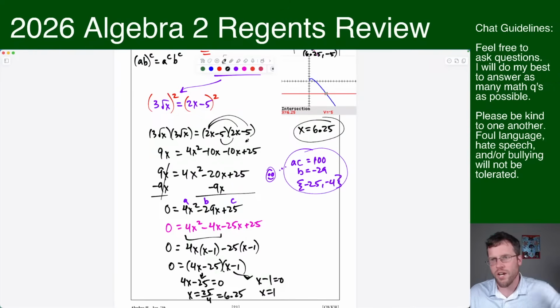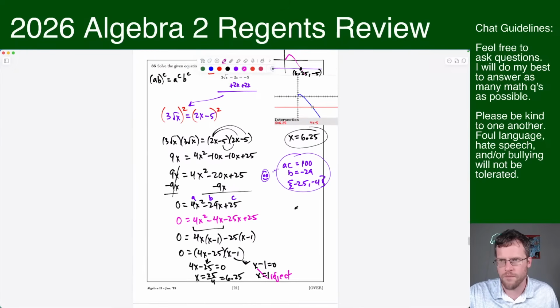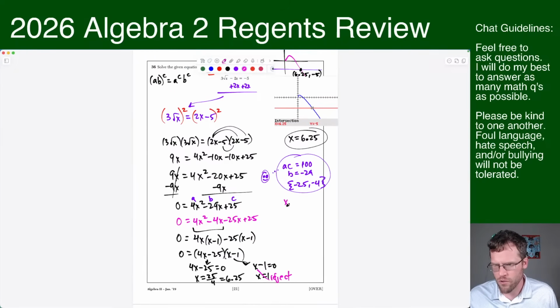But if you don't check here, that would be a real tragedy. You would lose a point for saying this is an answer. This one we have to reject. Okay, and why? If we plug it back in, x equals 1 gives us 3 square root 1 minus 2 times 1 equals negative 5, which gives us 3 minus 2 equals negative 5, which is not true. 1 equals negative 5 is false, so not true.